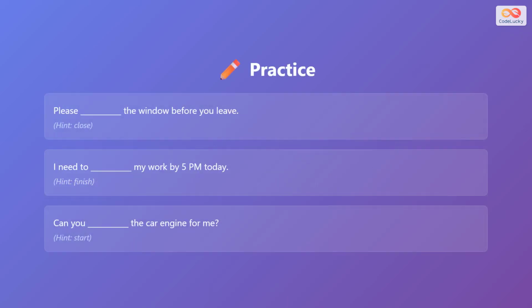Now let us practice using these verbs. Here are 3 sentences with blanks. Try to fill in the correct verb. The first sentence is, please blank the window before you leave. The answer is close. The second sentence is, I need to blank my work by 5 p.m. today. The answer is finish. The third sentence is, can you blank the car engine for me? The answer is start. Try these sentences yourself.